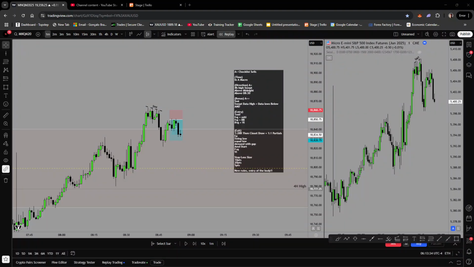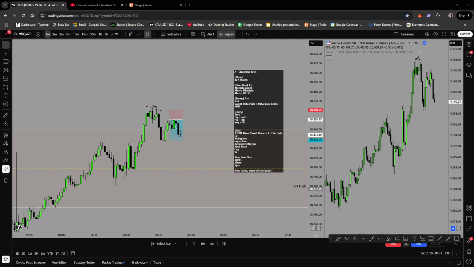This one rule when trading red folder news days has converted countless losses into wins, and today we're going to break down exactly what that rule is using this A plus entry trade from yesterday. Now for the time, we're always going to be on the 1 minute time frame. The directional bias will always be on the 4 hour.